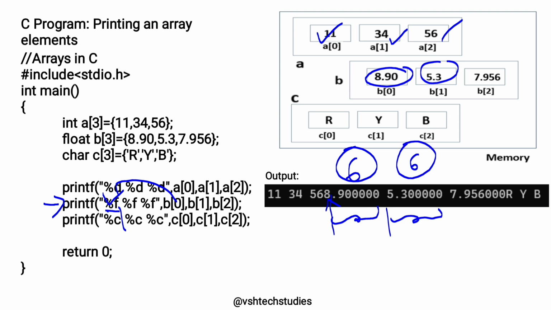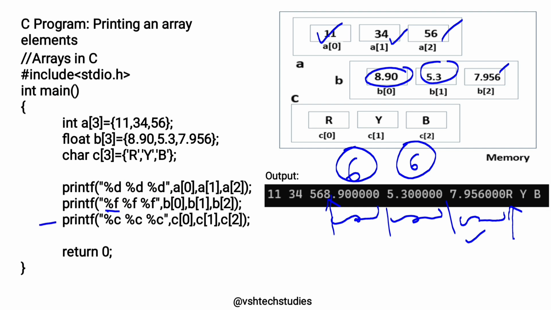Next a space is left. Then B[2] is what is substituted here. B[2] is 7.956. So another 3 zeros will be added there, so that it is printed to a precision of 6 digits after the decimal point. After that no space. In the next immediate place the control will be standing on the monitor.